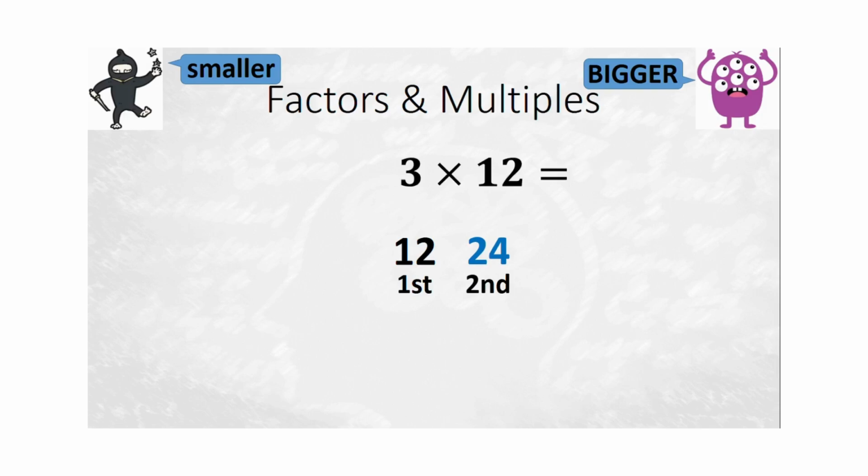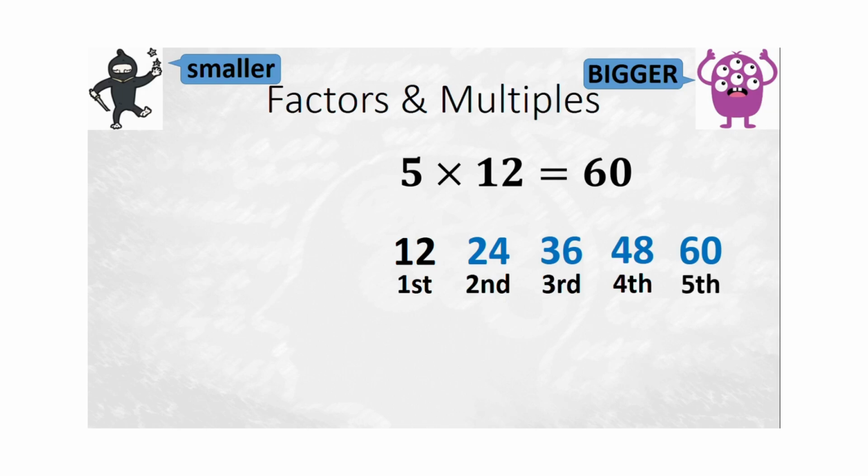3 times 12 equals 36. So 36 is the third multiple. 4 times 12 equals 48. So 48 is the fourth multiple. And 5 times 12 equals 60. So 60 is the fifth multiple. And we can keep going and going and going.